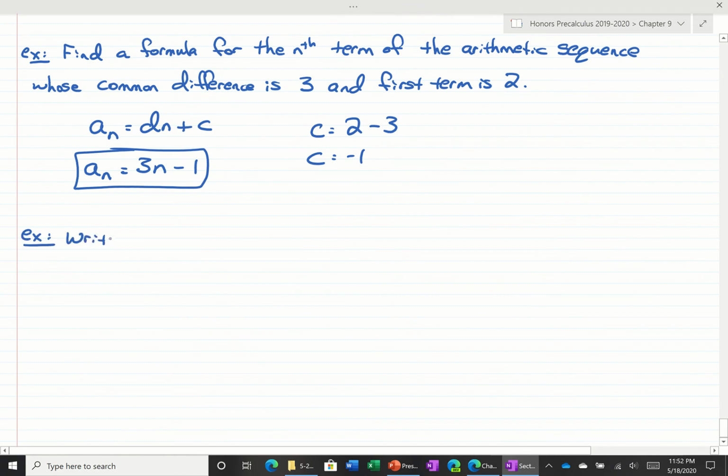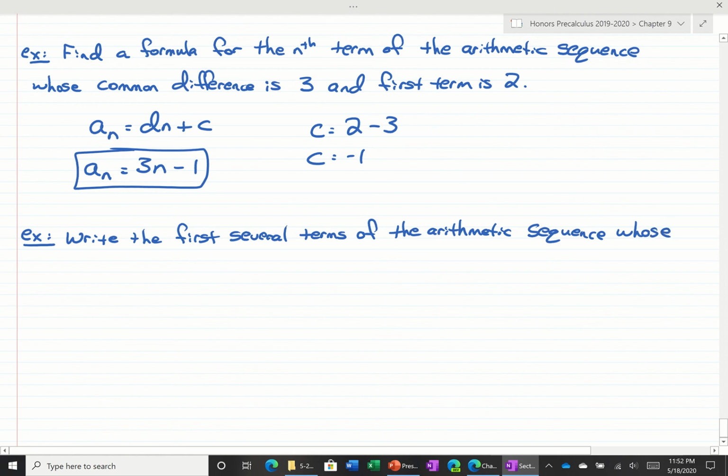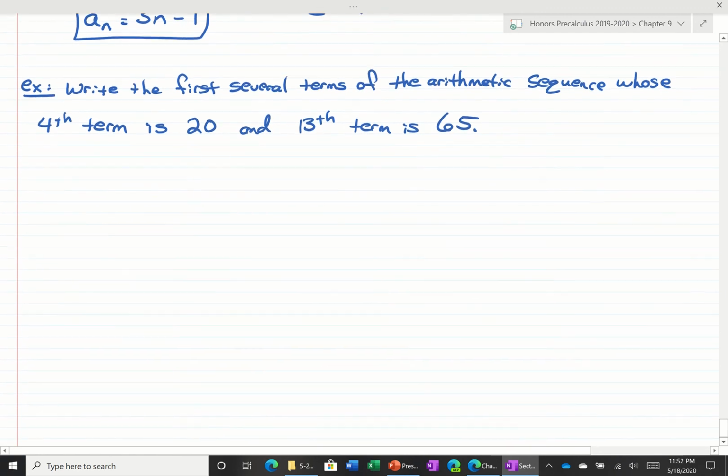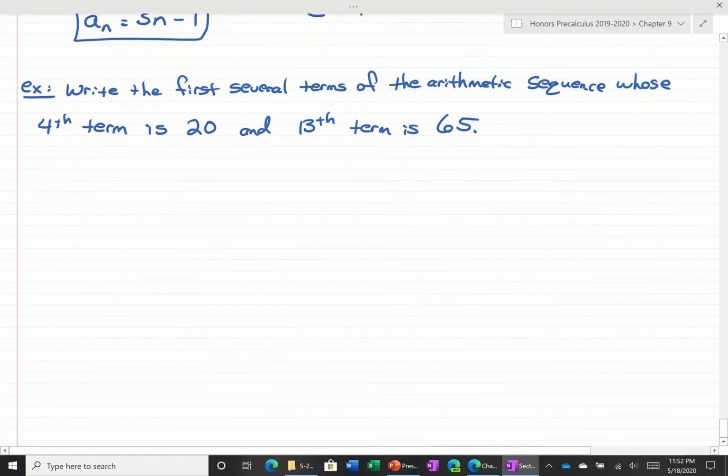What about if I asked you to write the first several terms of the arithmetic sequence whose fourth term is 20 and 13th term is 65? All right, so let's see here.